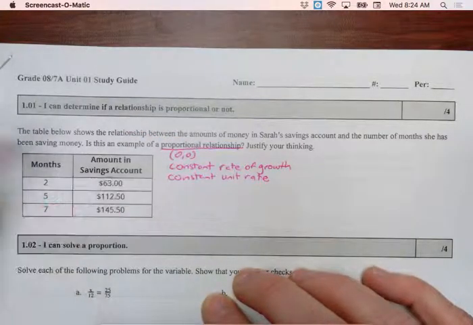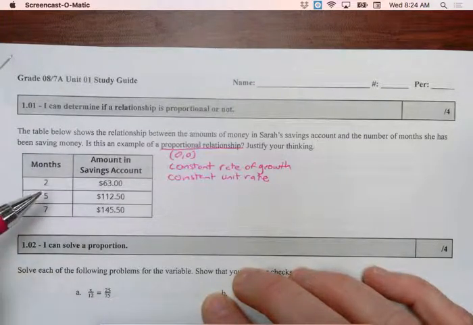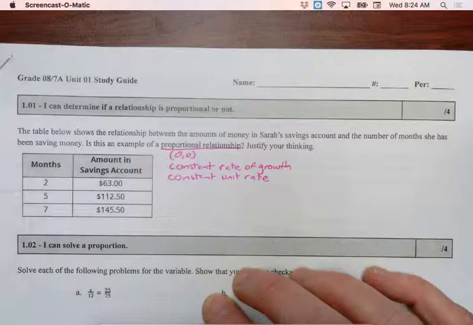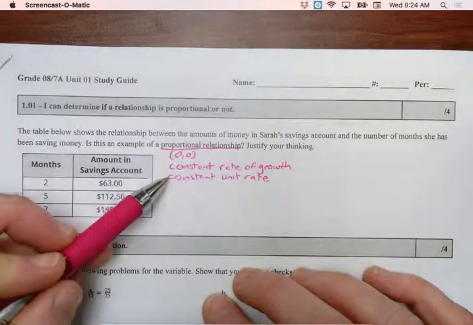So does 0, 0 make sense? In 0 months, would there be zero dollars in her savings account? I don't know. Can't tell. Okay. So it's not a data point here. So we're not sure about that. Is there a constant rate of growth? Is there a constant unit rate?